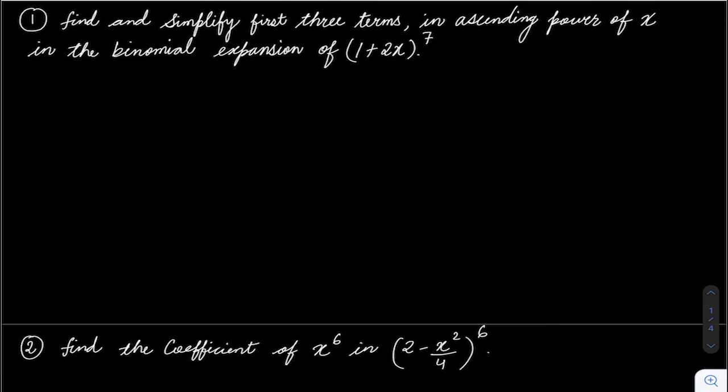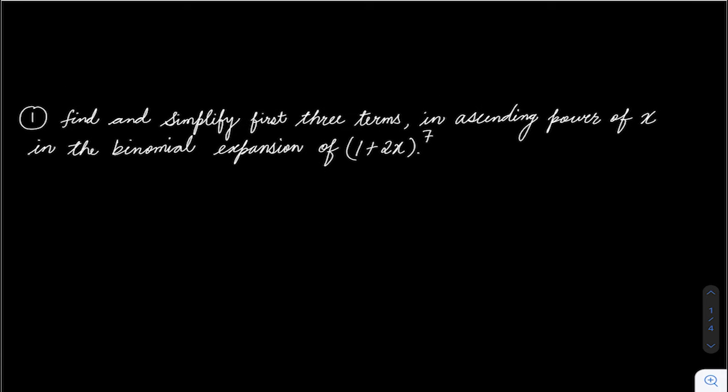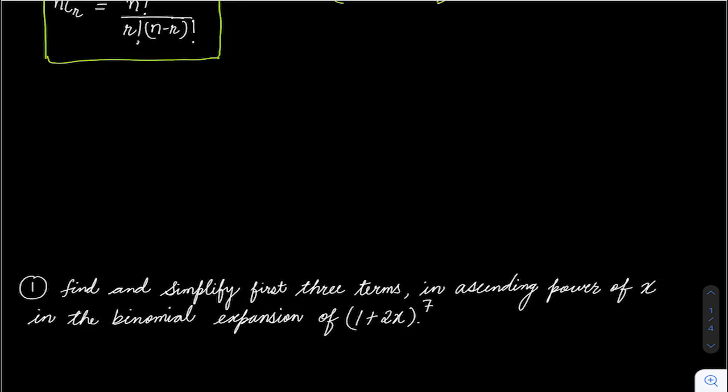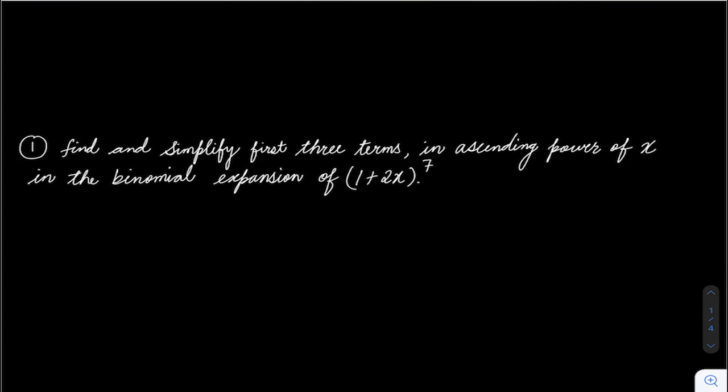First question. Find and simplify the first three terms in ascending power of x in the binomial expansion of this. This is (1 plus 2x) power 7. If it is power n, then we know there will be n plus 1 terms, so one more than n. Here n is 7, so we know there will be 8 terms in this.